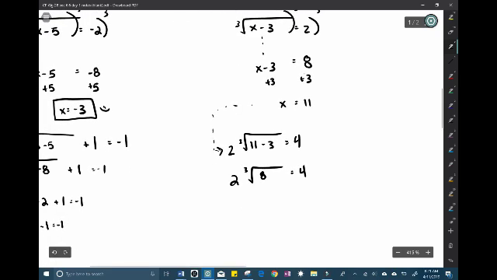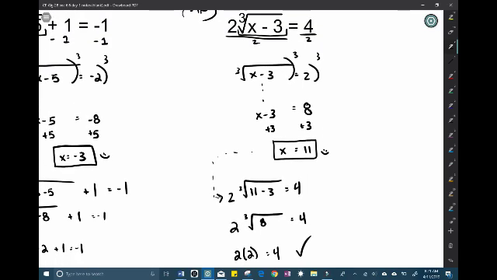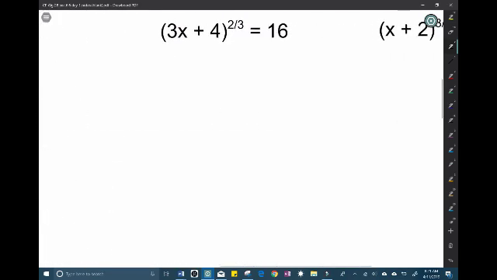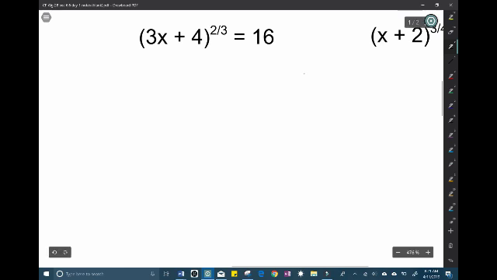So we have 2 times 2 essentially. Does that equal 4? Yes, it does. So this one does work out. All right, if you got that, awesome stuff. More examples. Today's all about examples. So you might see it look a little differently here.